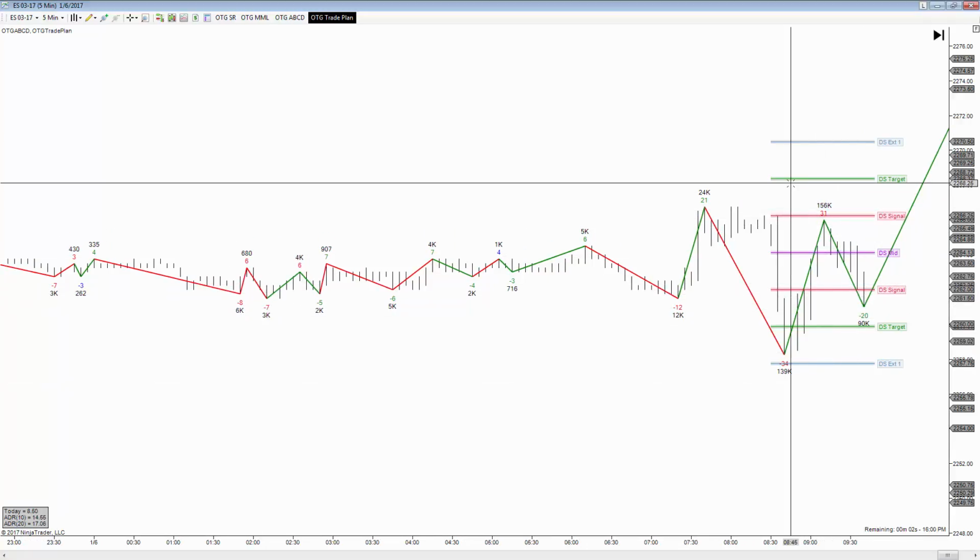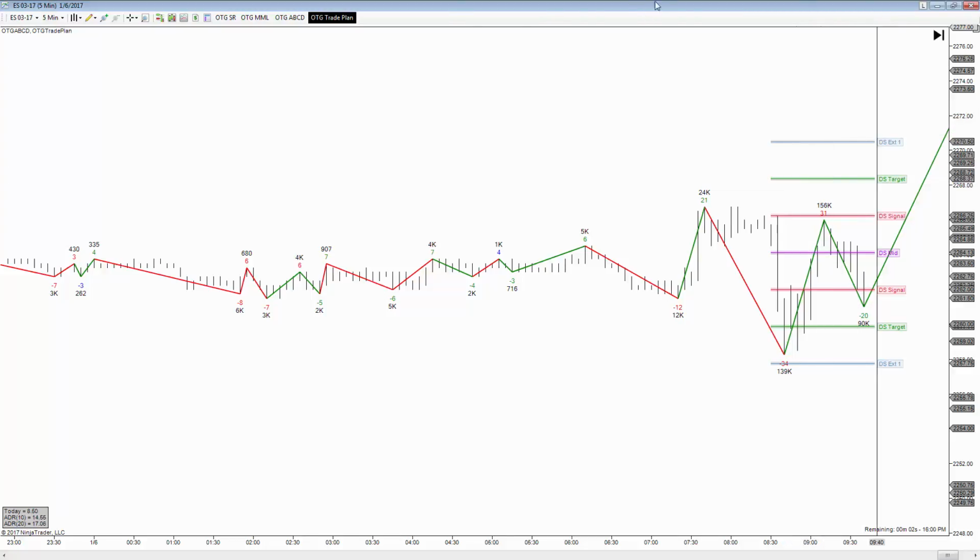So you're going to see in the video that I'm showing you, in the top left-hand corner of the screen, the CES price ladder. That's the only trade that we took today on the ES, and it was a 6-tick winner.